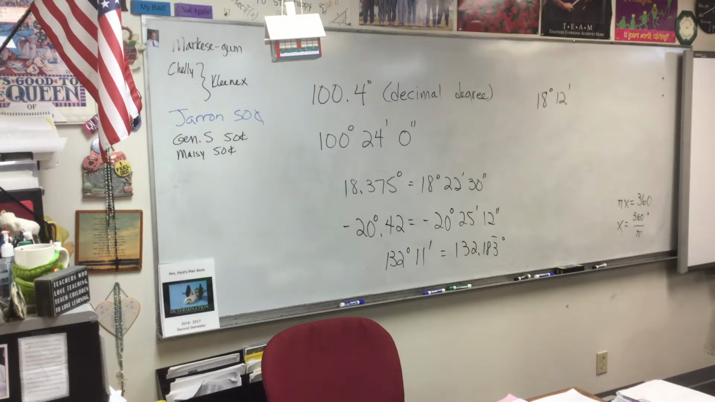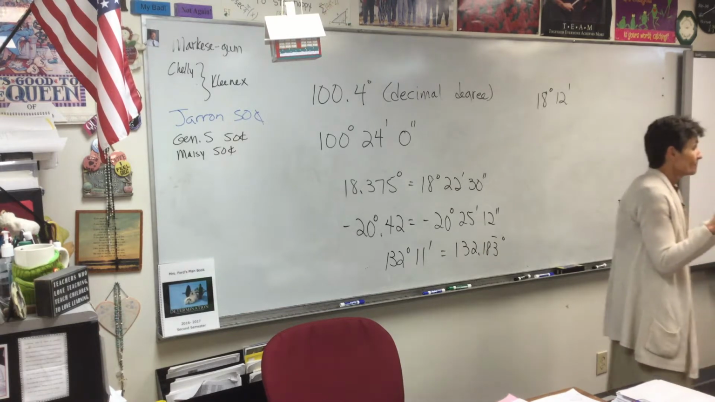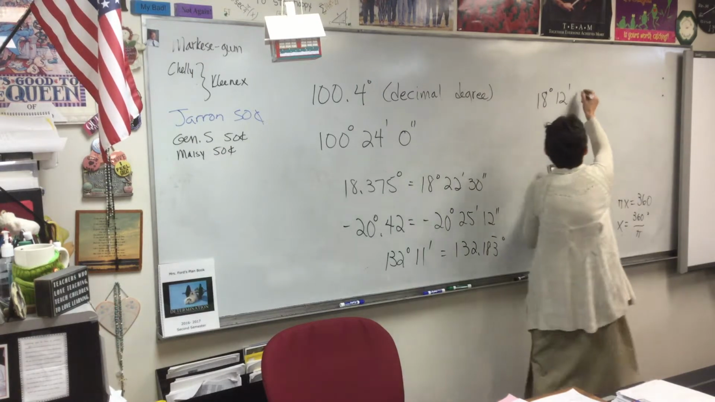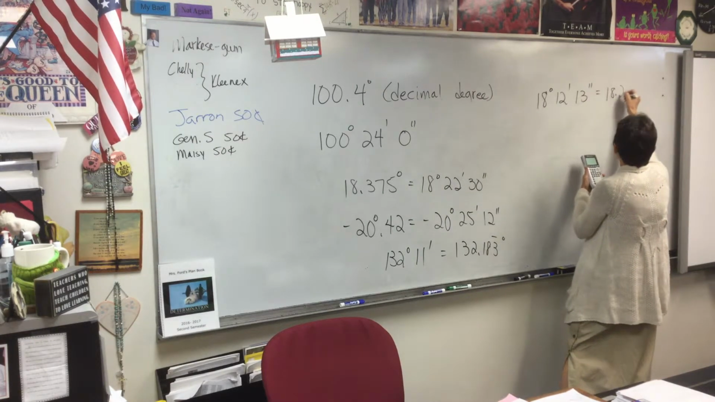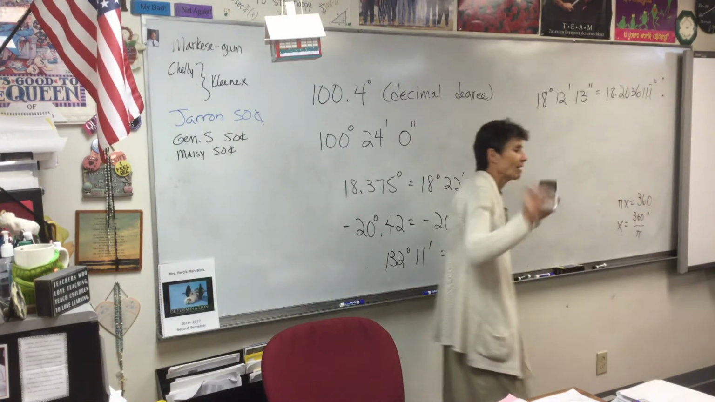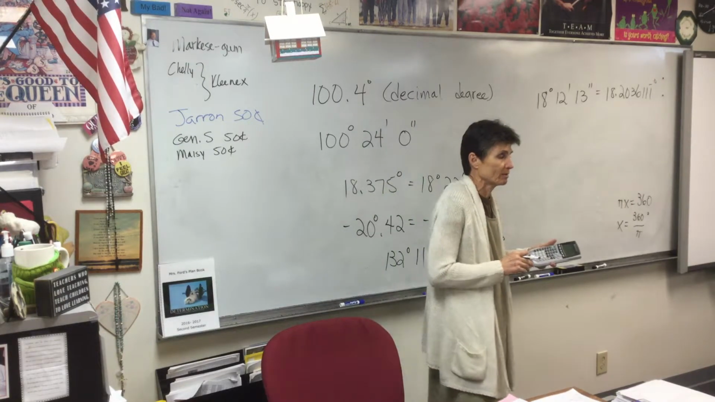Look down your buttons here. Look at your plus sign, your regular plus sign. Right above your plus sign, for me it's in green, is my second mark. So I use alpha plus. To get the green marks, you have to use the alpha key. So we alpha plus, and then we press enter, and that one is 18.2036111 degrees. Well, you'll round it however you're told to round it. That's what you come up with.